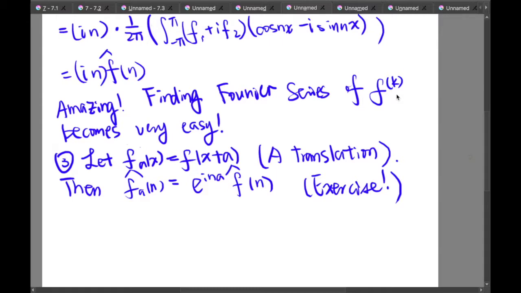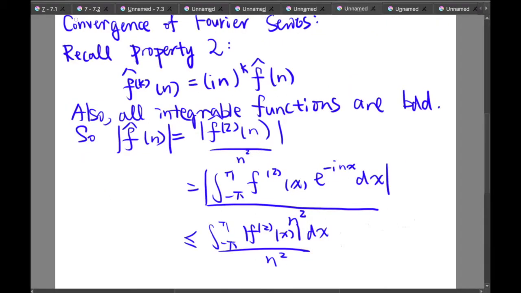The next is property 3. We let f_a(x) be f(x plus a), and indeed this is just a translation. We claim that f_a hat of n should be equal to e to the i n a times f hat n. This is very easy to prove, and therefore I will leave it as an exercise.